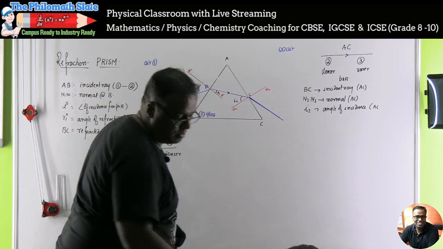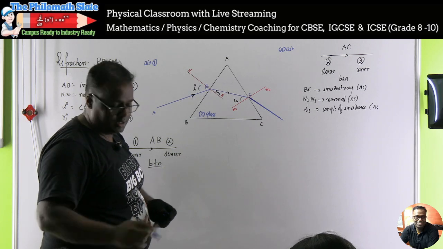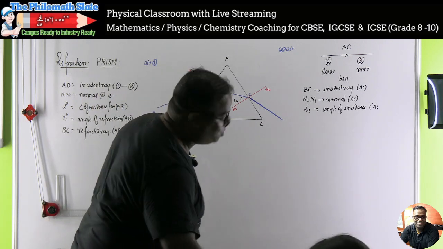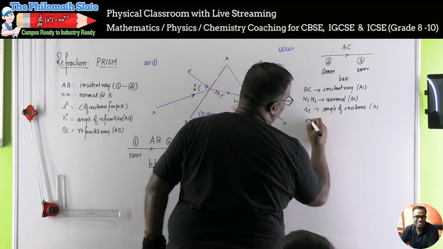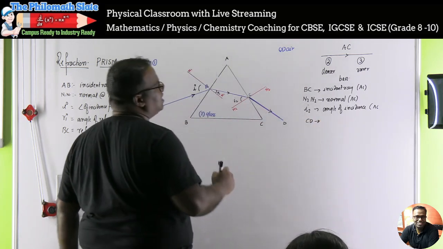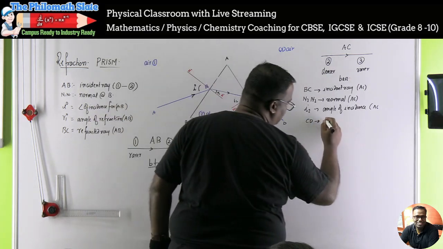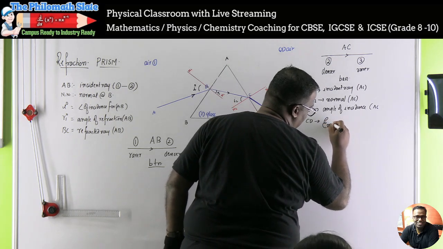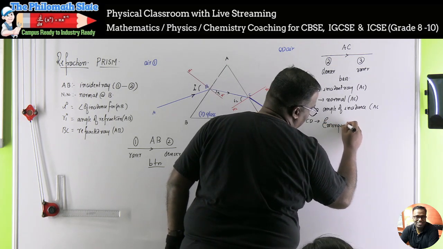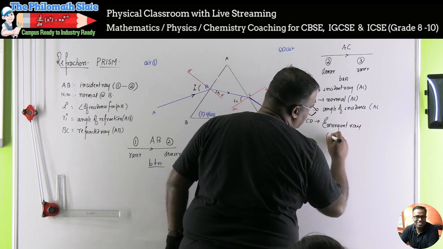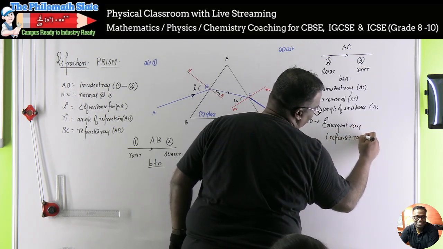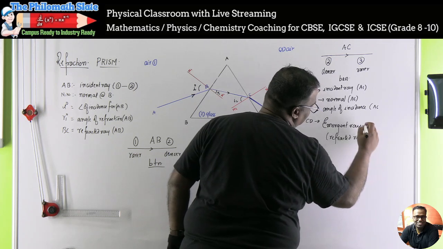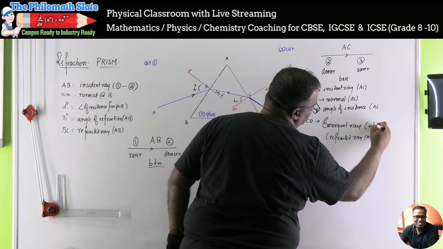So this is the thing. Even this will go. Look at a chisel marker. So this is your, we call it as CD. So what will we call CD as? Now there's a new word. CD we will finally call as emergent ray. Emergent ray, which is also the refracted ray. Refracted ray for side AB and emergent ray for the whole process.